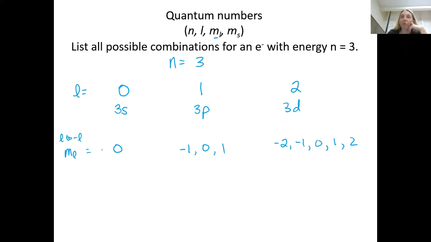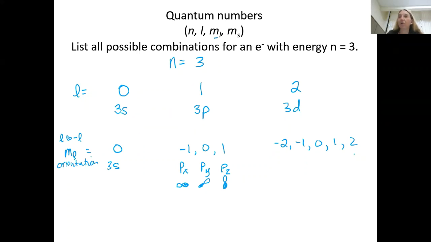And remember, M sub L is the orientation, right? So if we have 0, s can only have one orientation. Again, this is the 3s orbital. P's can have 3 different orientations. So we have a px, a py, and a pz. So px is that lobe on the x-axis, py is on the y-axis, and z is up and down. So that's what those numbers mean: the orientation, or the axis that the orbitals are on.